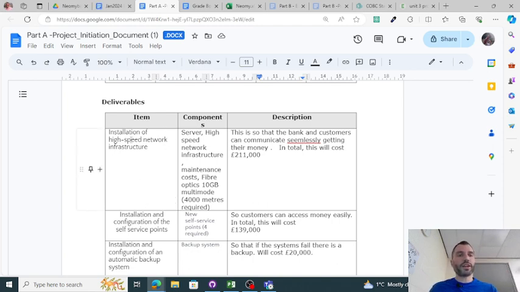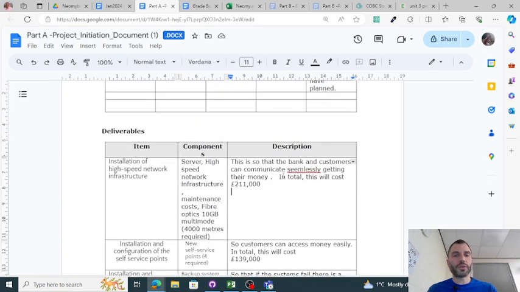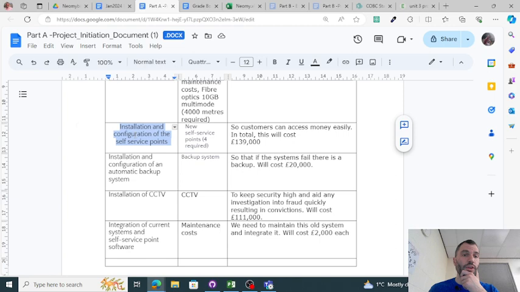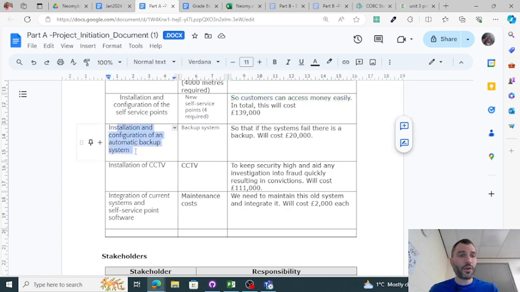So what I've done is, that's the deliverable, and then I've looked at the materials that I've got and I said, which materials do I need to make this happen? So I said high-speed network infrastructure, fibre optics. I said how much it's going to cost, and I said why do we need it? That's a really good extra thing to have in there, the cost of that. So configuring of self-service checkpoints. Well, we need the self-service checkpoints. Why do we need it? Customers access their money.